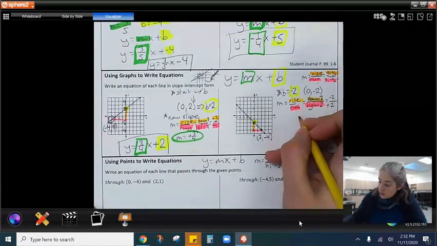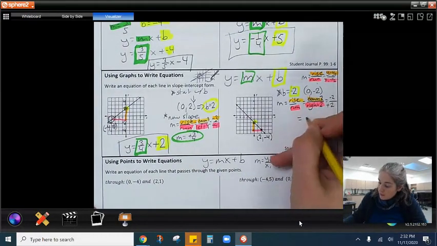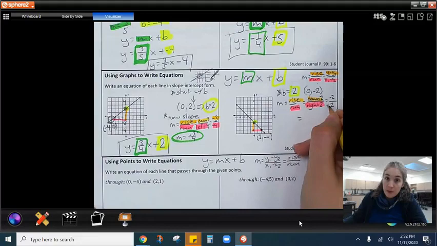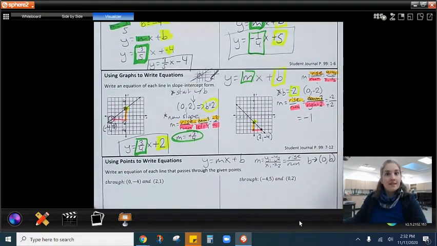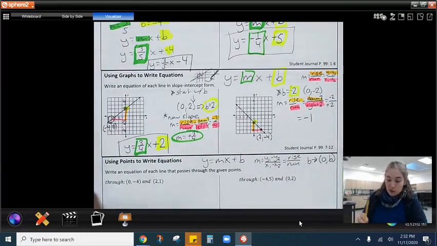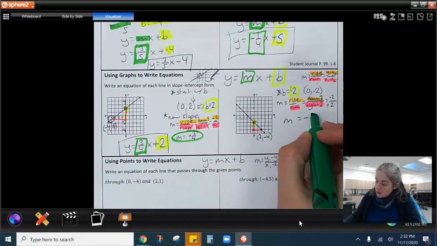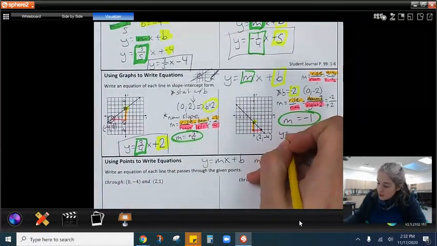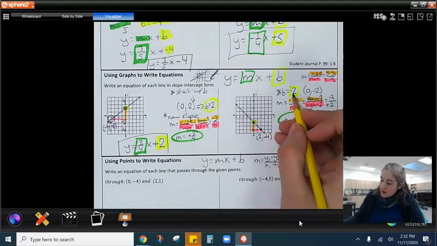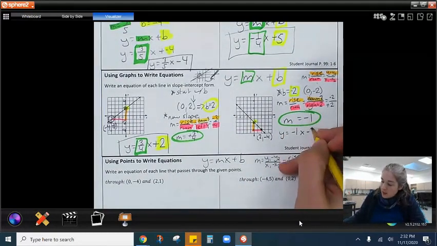So with this one, we end up with a -2 divided by a +2. Well, negative divided by a positive is a negative. 2 divided by 2 is 1. Haha, he's a ninja, always. So we know our slope. Our slope is a -1. So when I write this equation, I'm going to have y equals -1x, and then our y-intercept is a -2.